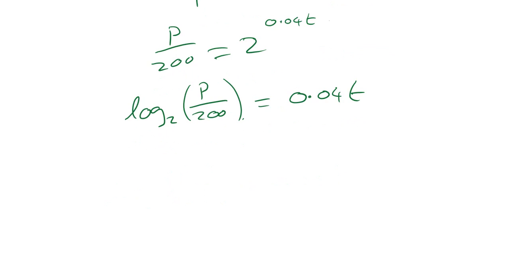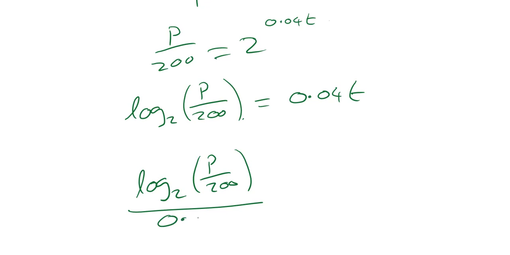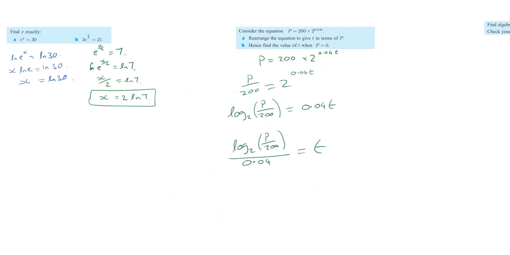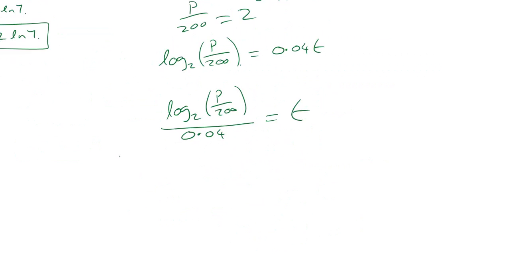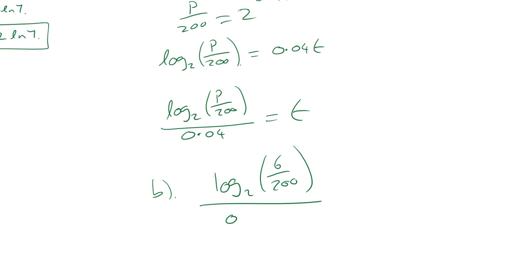Okay, from here, we can just divide through by 0.04. So it doesn't look very nice, but do you know what? It's right. We're going to write that underneath 0.04. That is my expression for t. Okay, now find the value of t when P is equal to 6. So from here, part B, we're just going to input P equals 6. So log base 2 of 6 over 200, all divided by 0.04. Now you can do that on your calculators. It's going to come out at approximately negative 126.